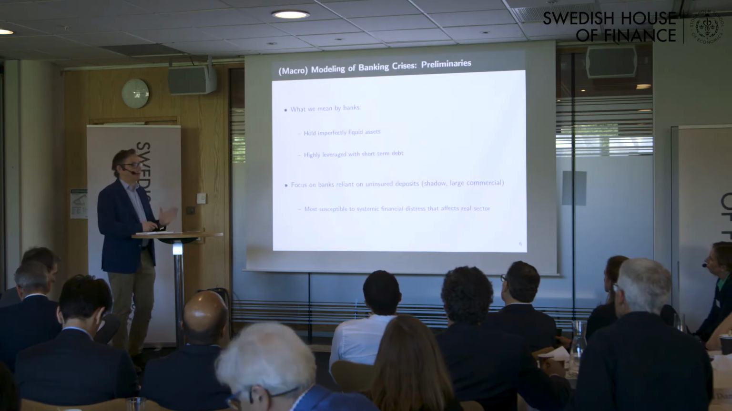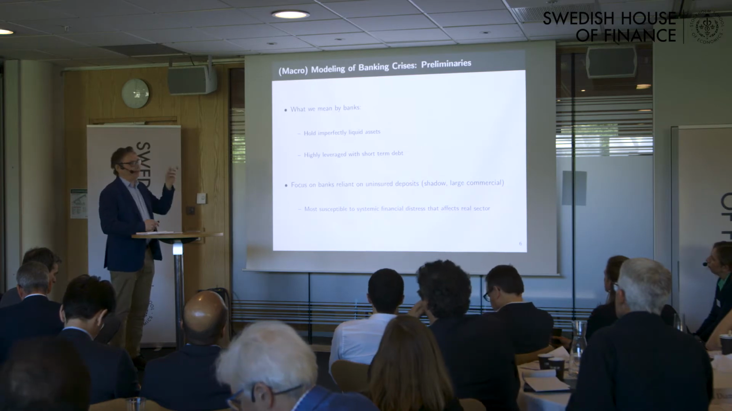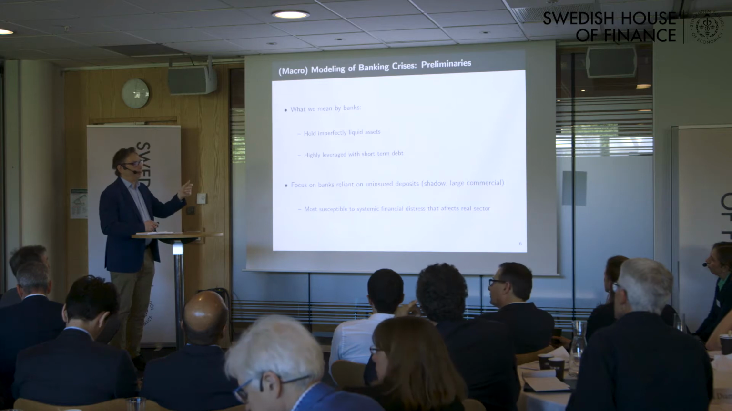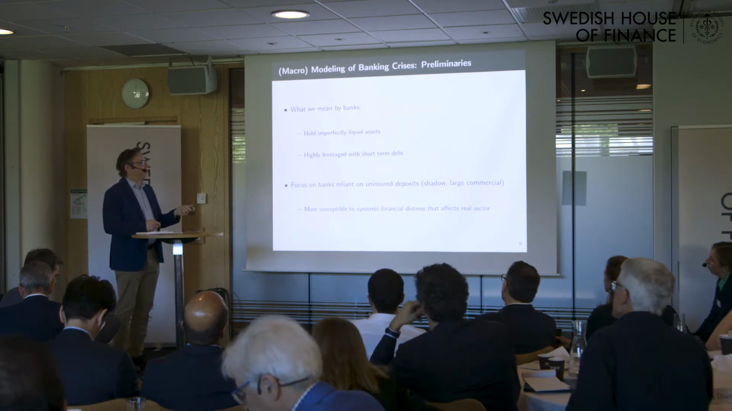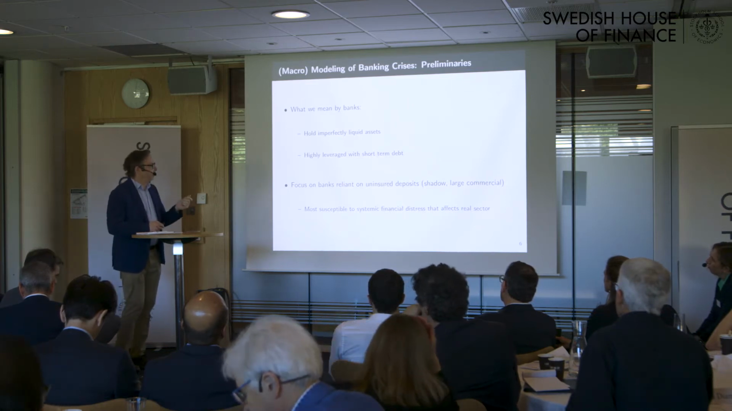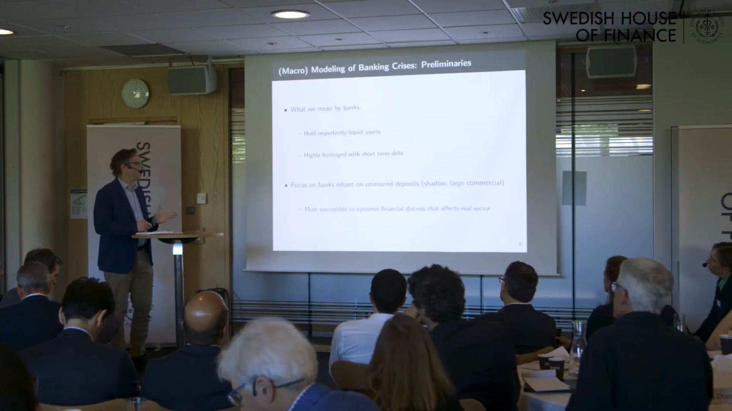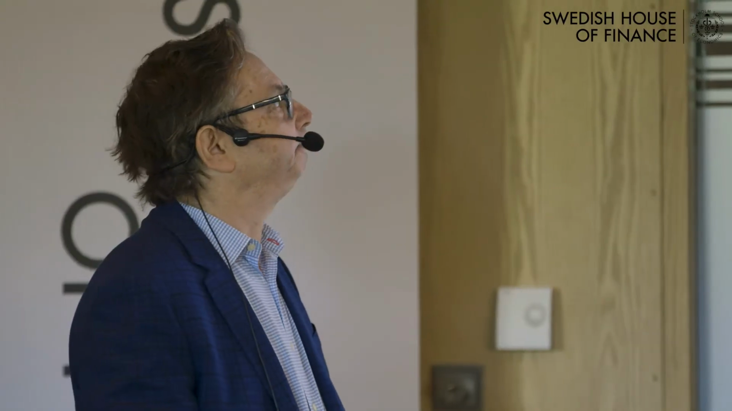All right, before I turn to modeling, what exactly do I mean by banks? Well, these are intermediaries that hold imperfectly liquid assets. They're highly levered with short-term debt. And we're going to focus on banks reliant on uninsured deposits, so shadow and large commercial banks. And we do so because these are the institutions most susceptible to systemic financial distress that affects the real sector.